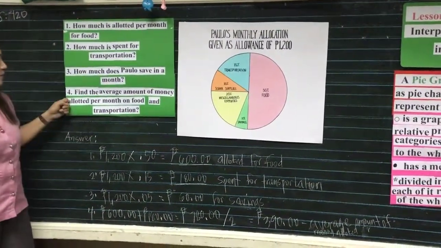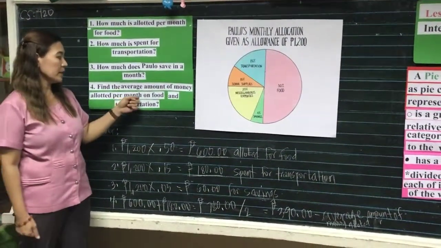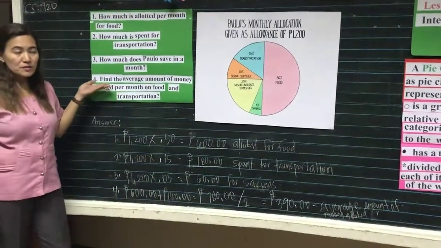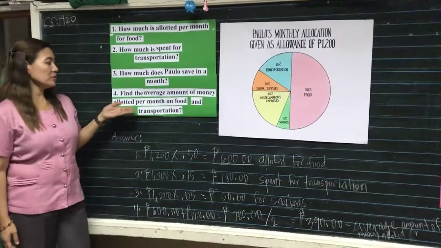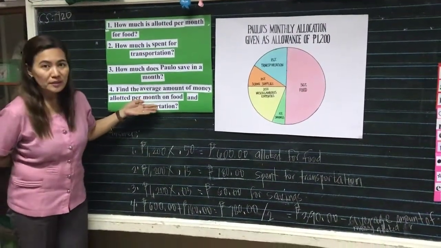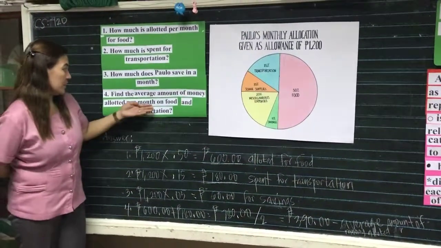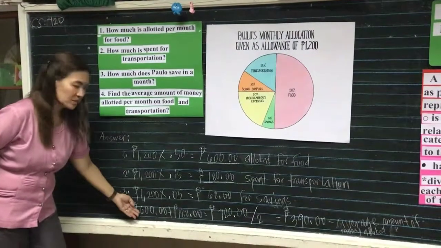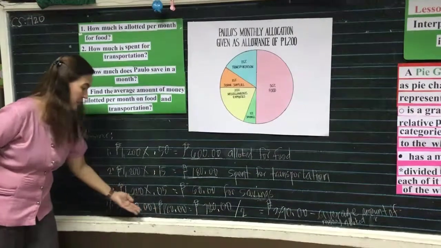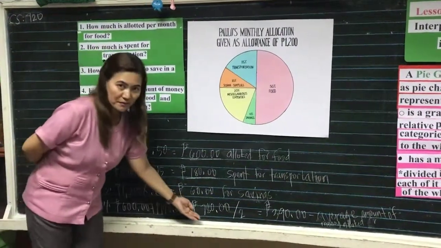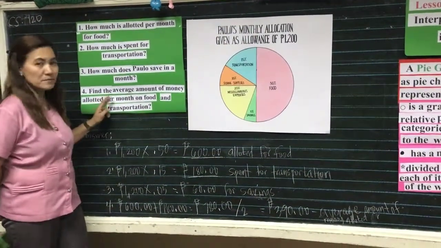The last one, find the average amount of money allotted per month on food and transportation. So, how are we going to answer this question? To find the average, all you have to do is add the amount for food, which is 600 pesos, plus the amount for transportation, which is 180 pesos, a total of 780 pesos. Then, divide it by 2, since there are 2 items mentioned here.